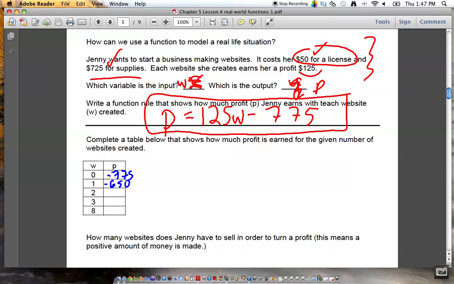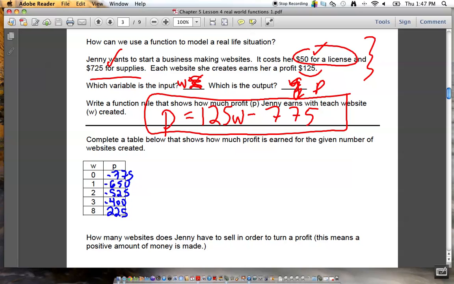Now you could just plug in a 2. Do 125 times 2 minus 57.25. Good. Now be careful, because I changed the numbers here. Try 3. What's 125 times 3? And then minus 57.25. Now plug in the 8. We take a jump here. 125 times 8 minus 57.25. Okay?